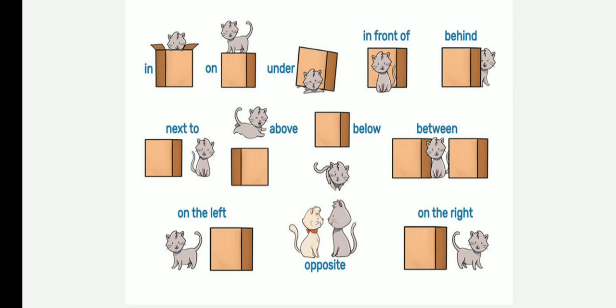In the sixth picture, the cat is sitting next to the box. That means there is a little bit of a gap between the two things. That means next to. And in the seventh, the cat is lying above the box. In the next picture, the cat is walking. The cat is standing below the box.